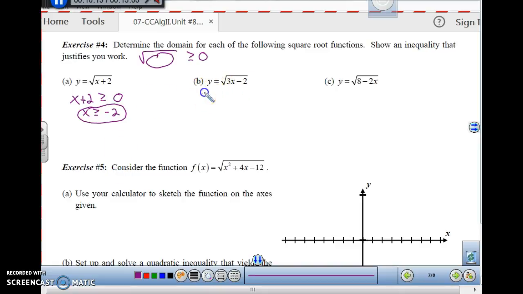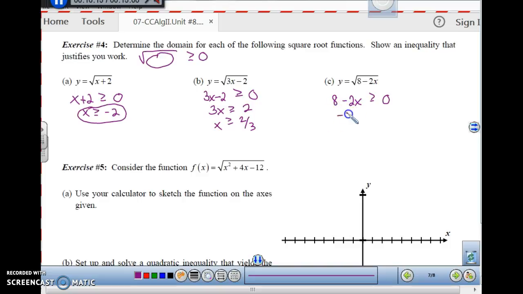All right, so 3x minus 2 for this one under here would have to be greater than or equal to 0. So 3x is greater than or equal to 2. Divide by 3, x is greater than or equal to 2/3. Okay. All right, now 8 minus 2x would have to be greater than or equal to 0. All right, let's solve this for x.